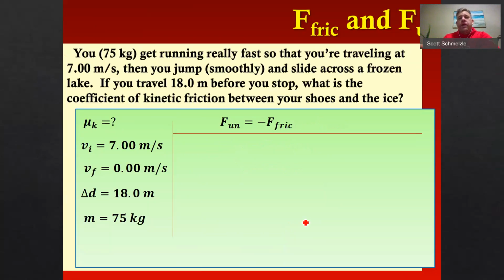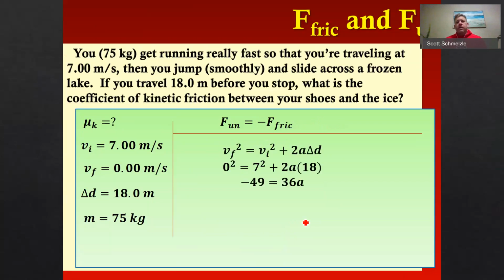All right, well, if that's the overarching piece for us, then we can find 2 of the 3 things that we want to find, right? We can find our F-net, we can find our friction. Once we know our friction, then we know our coefficient of kinetic friction. So in order to find acceleration, we're going to use this equation. We've got an initial velocity, we've got a final, and we've got a distance, so the best one for us is this vf squared equation. Yeah, we could use F-net equals ma, but we don't know F-net yet.